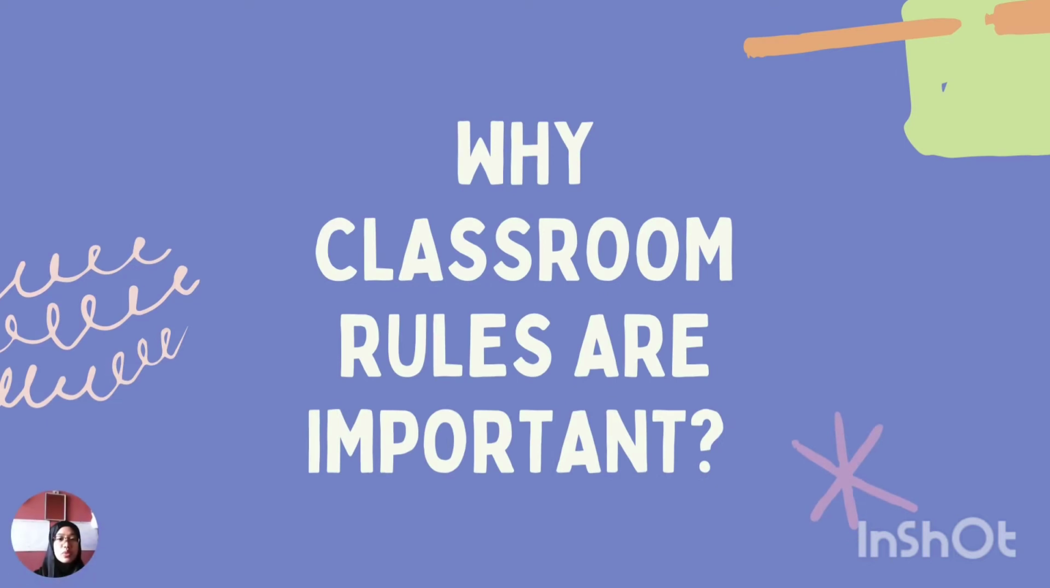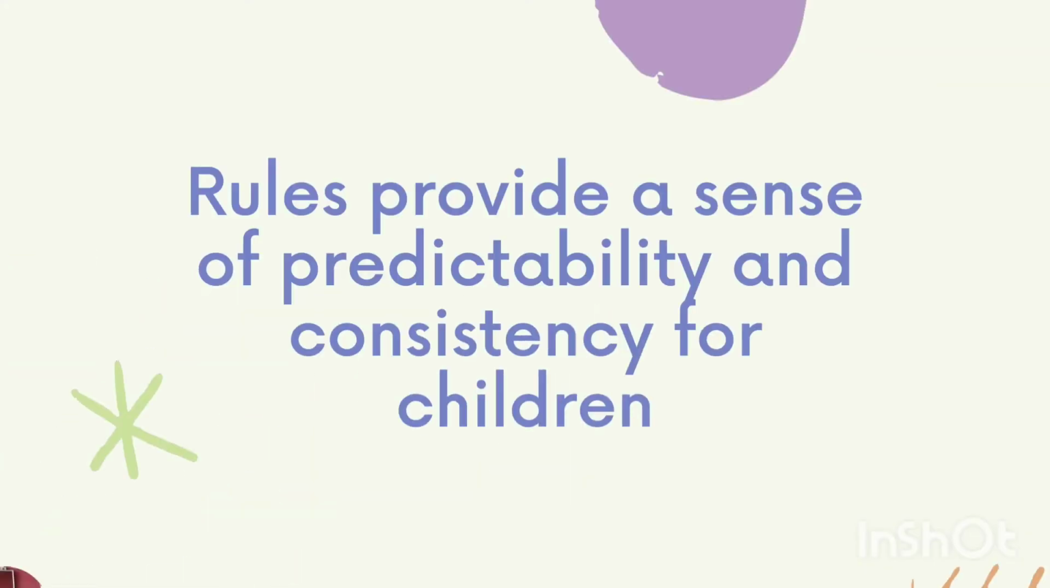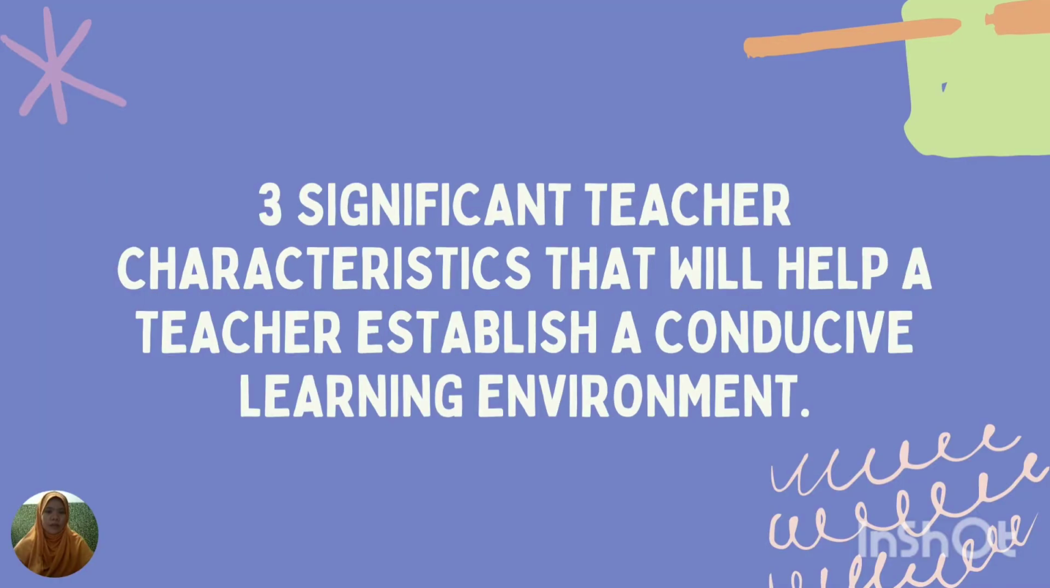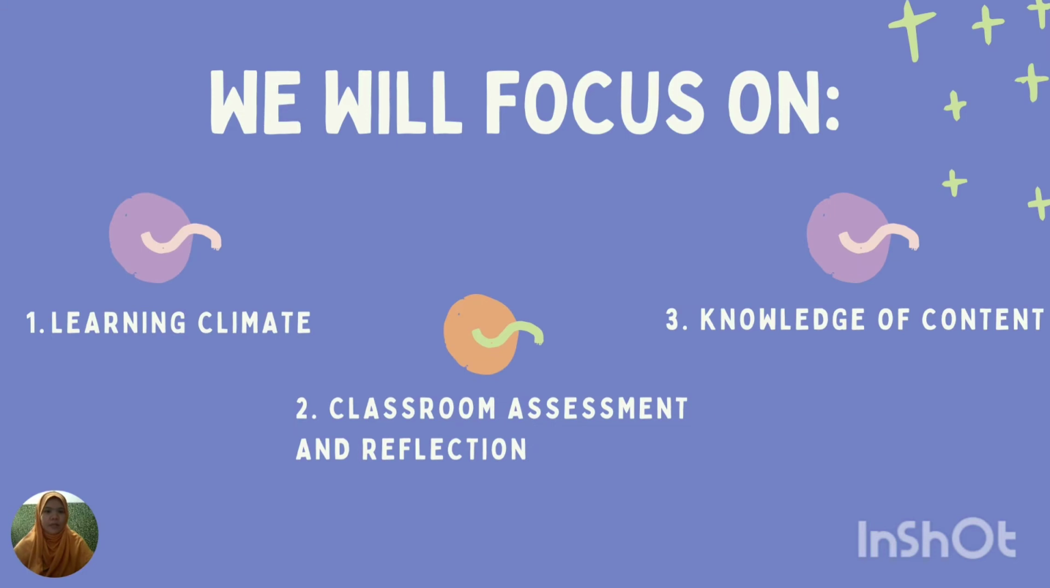So why are classroom rules important? They are important because they provide a sense of predictability and consistency for the children so that the teacher can establish a meaningful and purposeful classroom. Now let's move to the three significant teacher characteristics that will help a teacher establish a conducive learning environment. We focus on learning climate, classroom assessment and reflection, and the last one is knowledge of content.